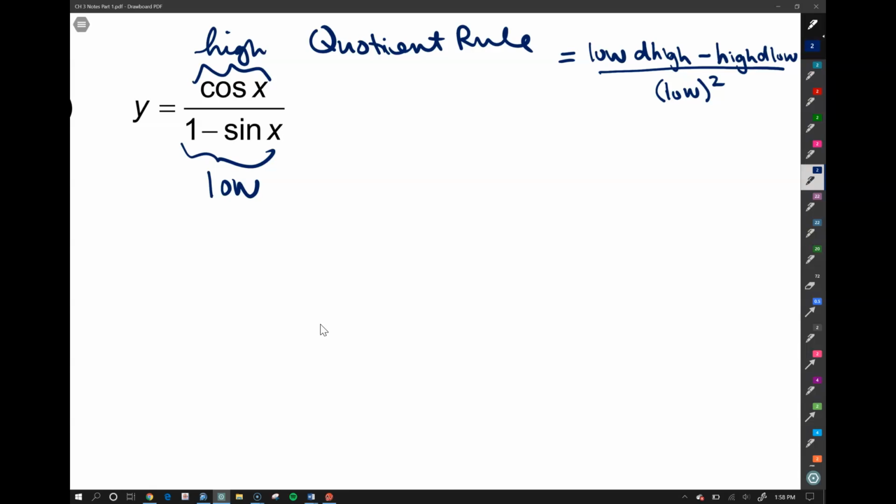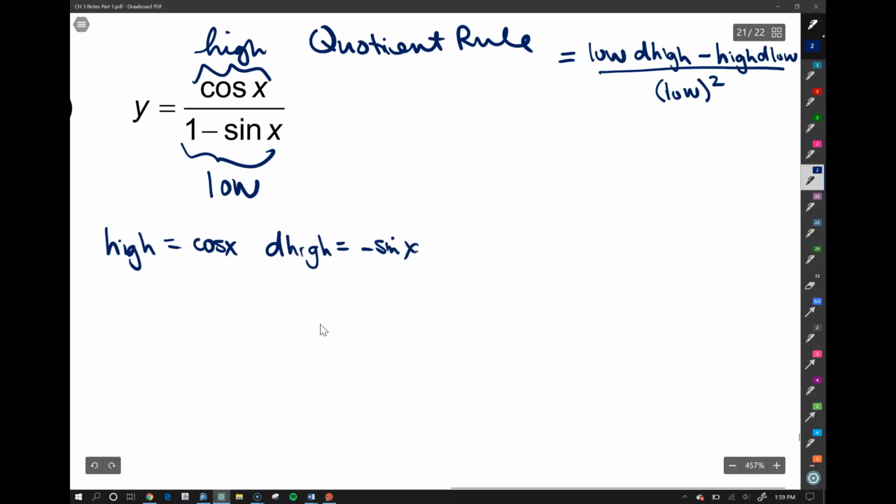All right, so high is cosine x. What is d high? Negative sine x. Low is 1 minus sine of x. D low, what's the derivative of the low? Derivative of 1 is 0. What's the derivative of sine? It's cosine. But don't forget we have a negative 1 in front of the sine, so negative 1 times cosine is negative cosine.